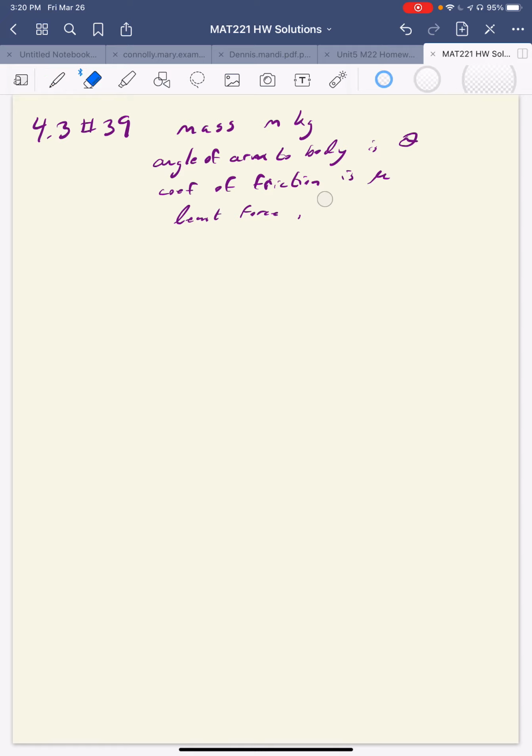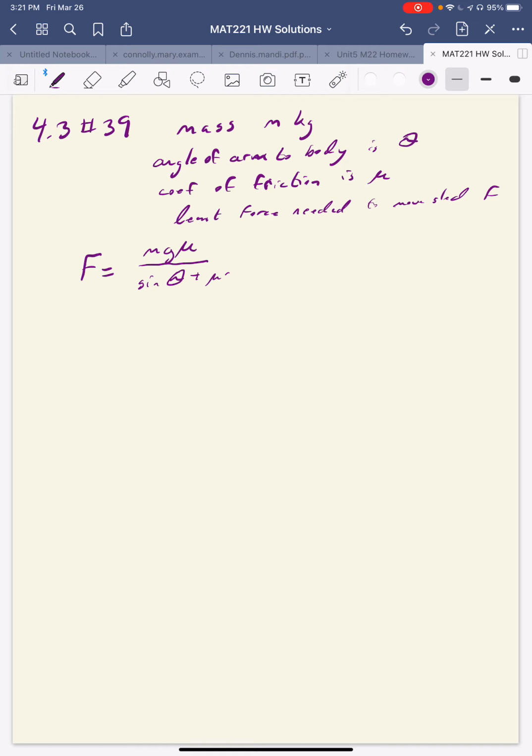So I'm going to write that out a little bit more. Least force needed to move sled, that's F. Okay, and F is defined as F equals mg mu all over sine theta plus mu cosine theta.